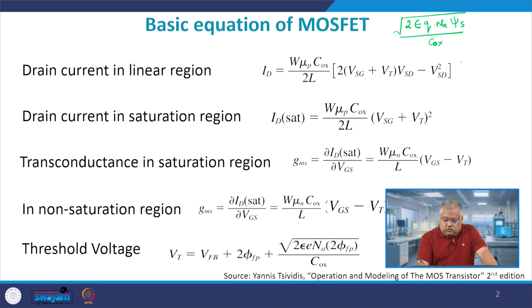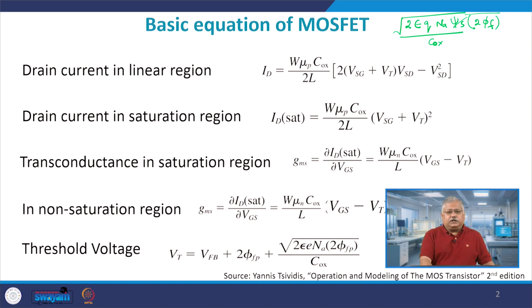Now, in strong inversion, when the threshold voltage has been reached, this psi s is replaced by 2 phi f, because the Fermi level dips by twice phi f with respect to the intrinsic Fermi level. These are the few important basic equations you need to keep in mind while working on assignments and numerical examples. First is the linear region drain current, drain current in saturation region, transconductance in saturation region, transconductance in linear region, and then the threshold voltage, where VFB is the flat band voltage and 2 phi f is already known to you.